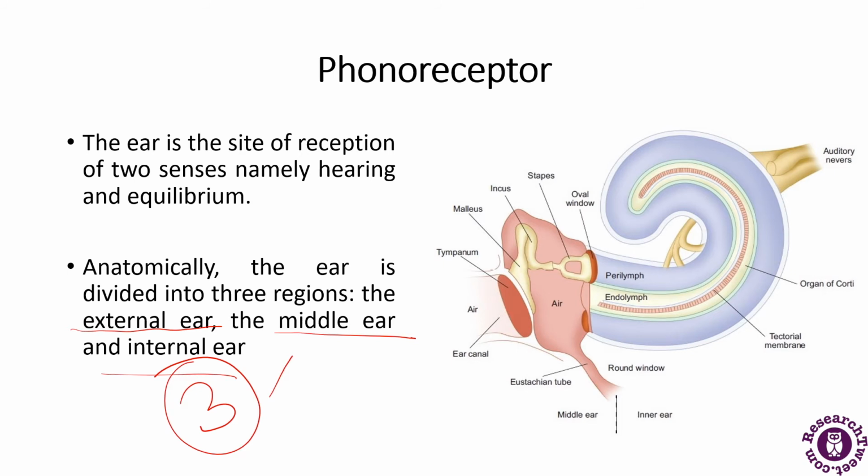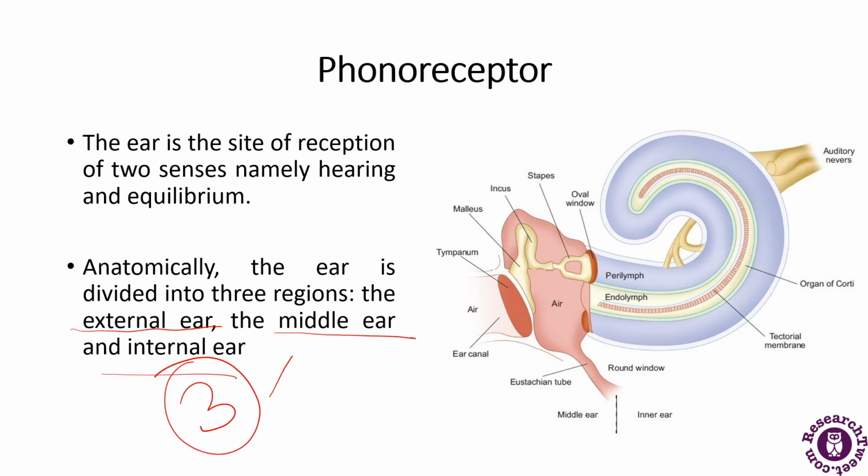And if I talk about the inner ear, then it is a fluid-filled cavity which consists of two parts, that is the bony labyrinth and the membranous labyrinth. So these are the two parts of the inner ear. Now, how is the mechanism of hearing, that is, how does the ear function?